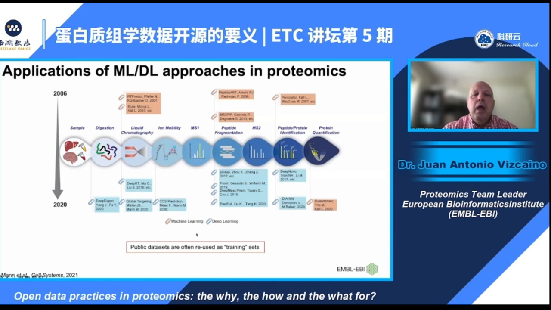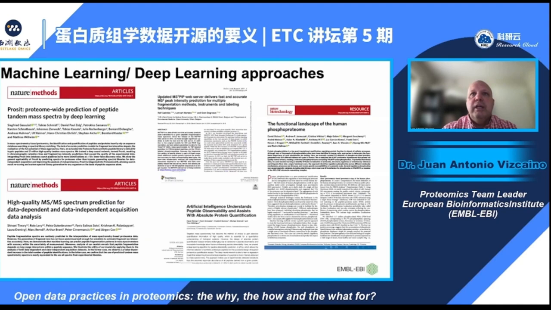I would like to highlight that public data sets are very often reused as training sets. And this is happening more and more, of course, because the more data, the more reliable the predictions will become. There are many papers that have been published in this context in recent years. And again, these are just a small subset. What is clear, at least to me, is that these approaches are only going to become more and more important in the near future. And for that, it's also key that there is more and more data in the public domain.